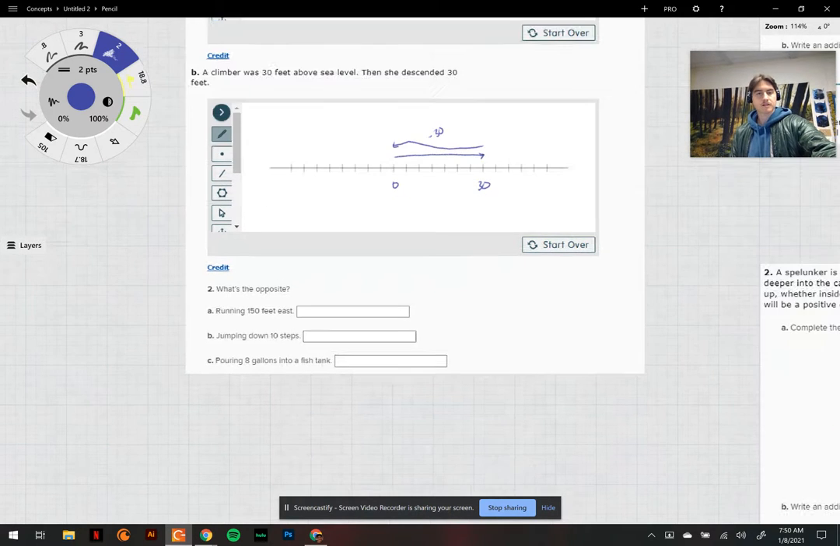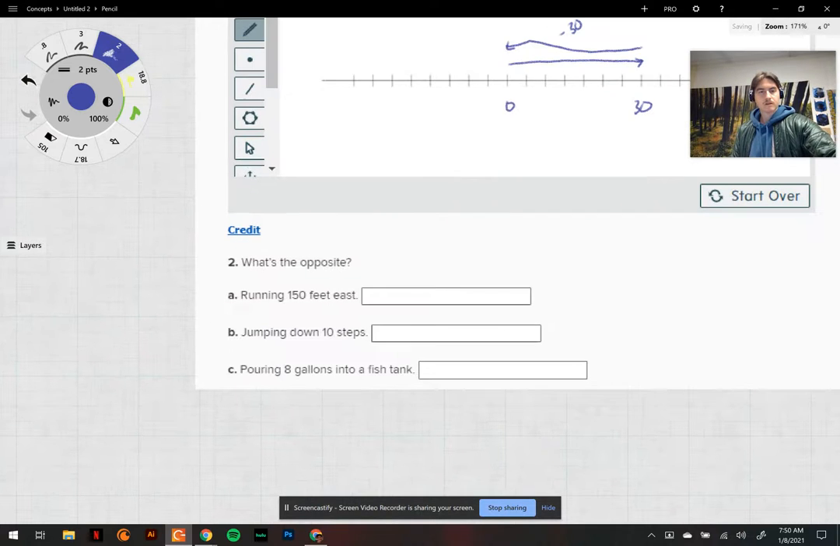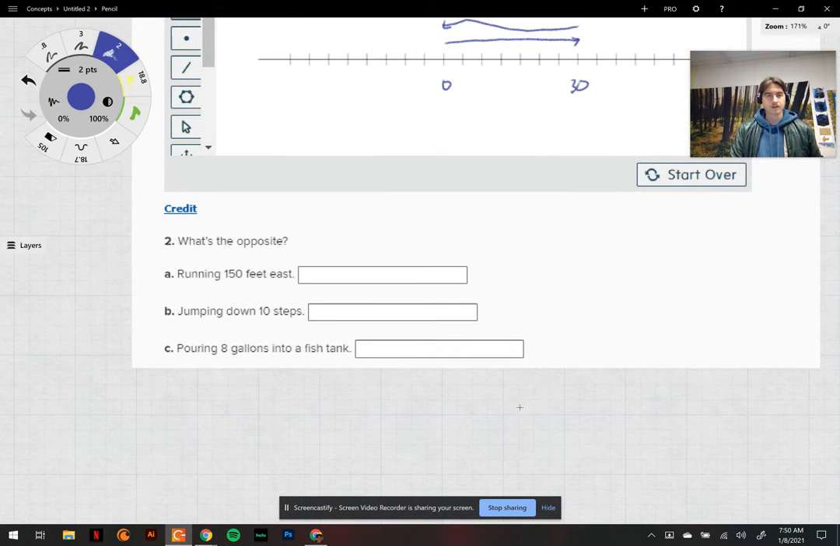All right, let's look at question 2. What's the opposite? So I'm just looking for the opposite of these situations. So running 150 feet east. Well, if we're looking at the opposite of east is west. So you are running 150 feet west.